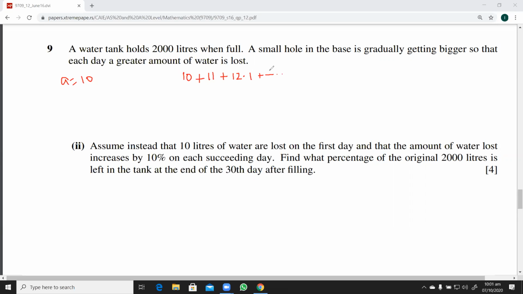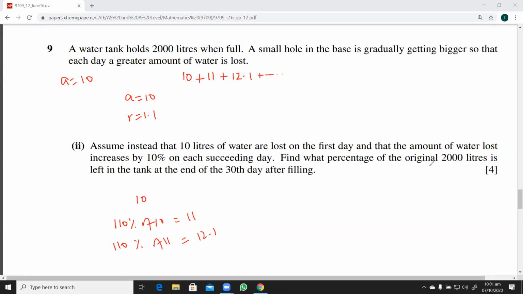Because when 10% water is lost, that means if on the first day you lost 10, the next day you will be losing 110% of 10, because 10% more will be lost. So that is 110% of that 10, which is going to be 11. And on the third day, this will be 110% of 11. That will be 12.1. You got it? So what is r then? r is 1.1. So your a is 10, your r is 1.1.